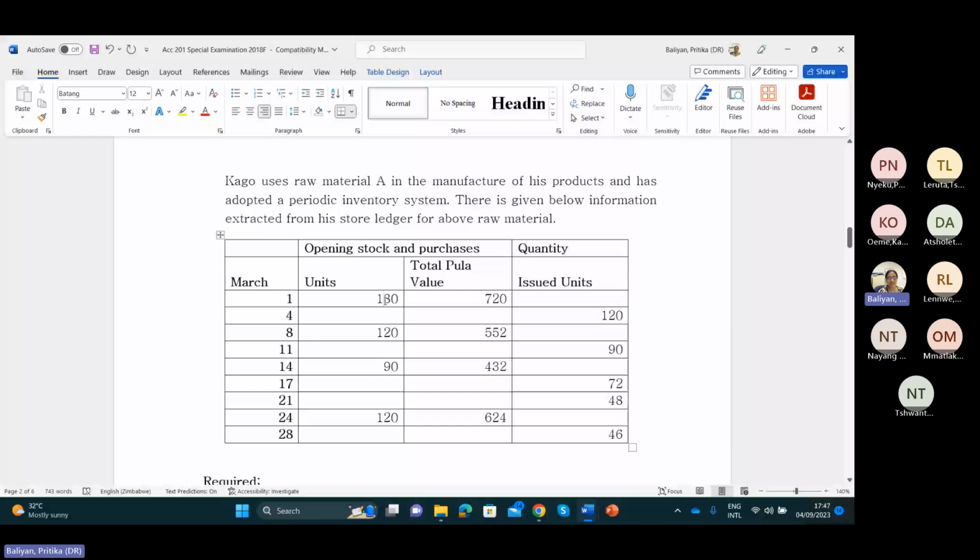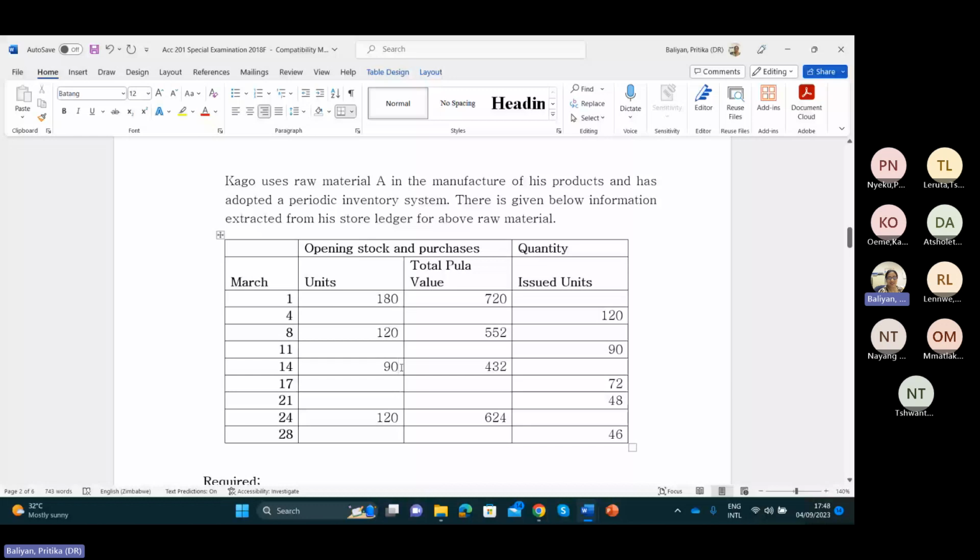So under FIFO, this one is already out. But this one is not fully out because the leftover units are 134 and the last one is 120. So it means 120 from this one and another 14 from the units purchased on 14th of March. Not all 90 units were issued, but out of 90, 76 units were used and 14 are left. Now what is the value of those 14? Because here the total Pula value was given, not the unit price. This 432 is not the unit price, it is a total value.